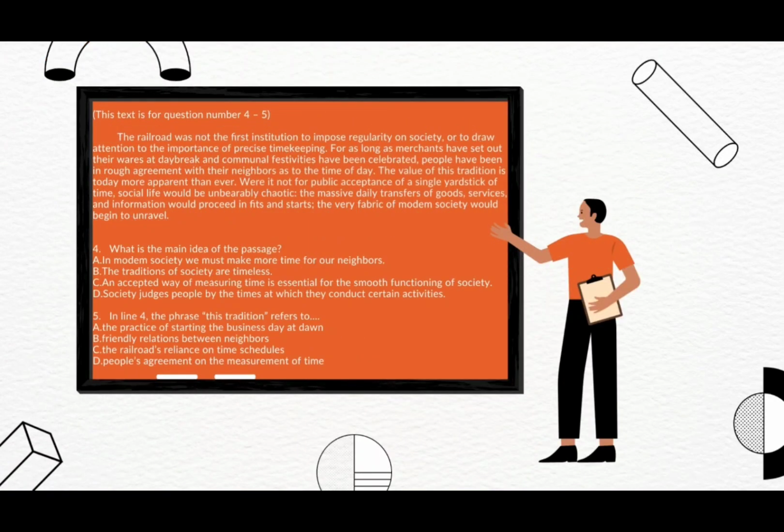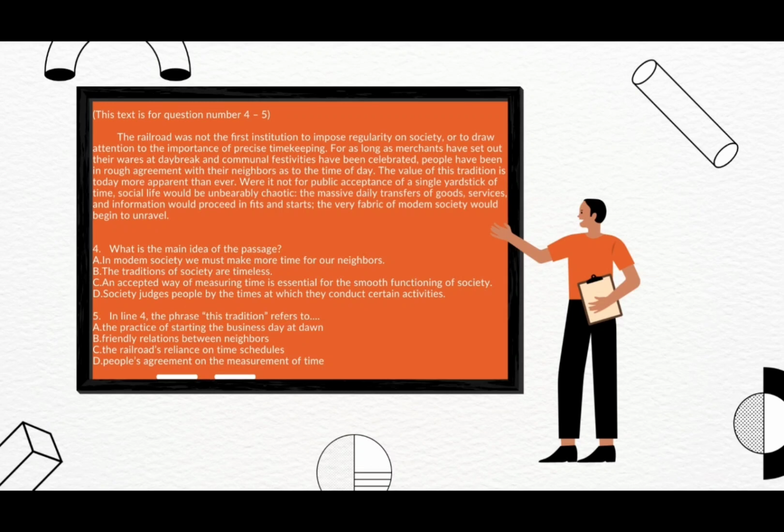This text is for question number 4 to 5. The railroad was not the first institution to impose regularity on society, or to draw attention to the importance of precise timekeeping. For as long as merchants have set out their wares at daybreak and communal festivities have been celebrated, people have been in rough agreement with their neighbors as to the time of day.